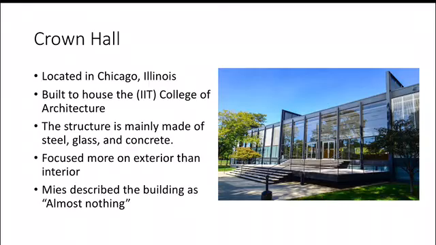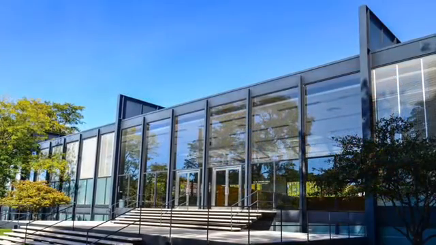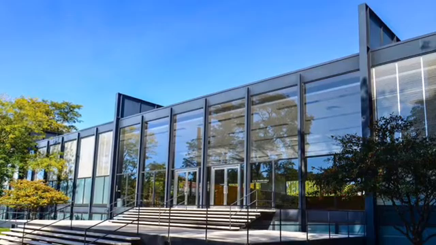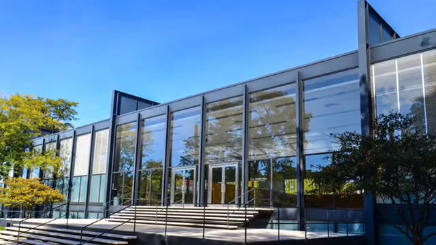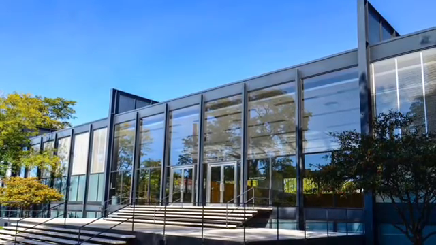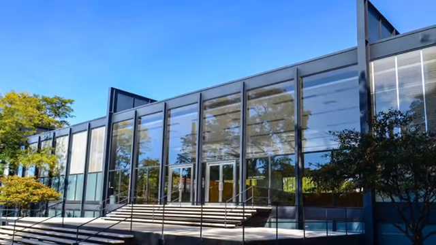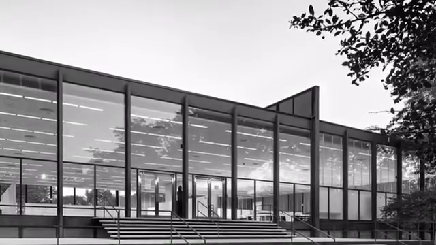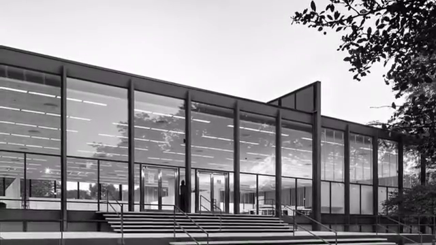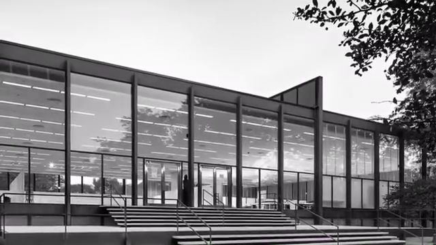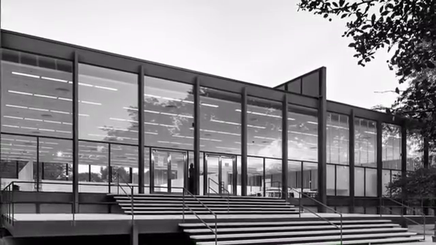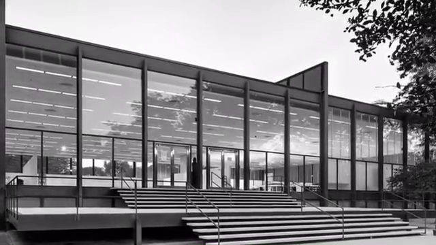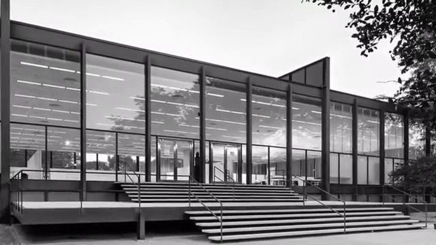And again, this glass, keeping it open to the outside, is once again repeating his thoughts on modernism and bringing in nature. On this piece of architecture, he focused more on the exterior than the interior. He wanted to show more design on the outside than on the inside. Mies described his building as almost nothing, which is very funny. He says that there isn't much inside, it's very open to accommodate several events that can be held here.